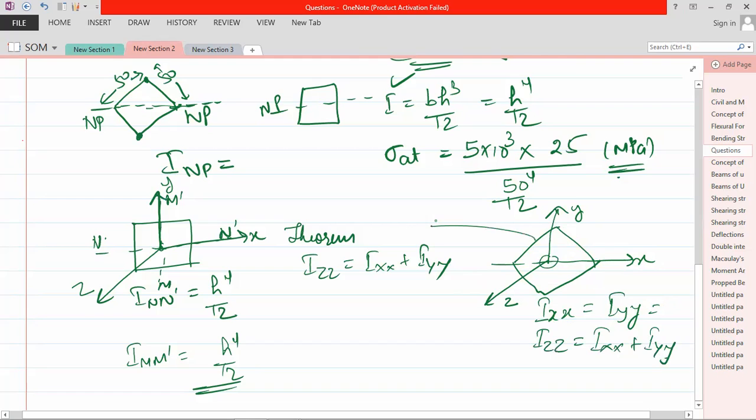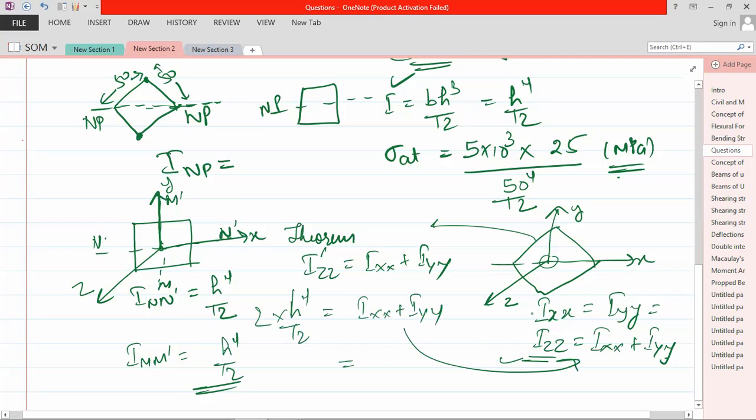Because it is the same figure, Izz would be the same. Now put that Izz dash is equal to Izz. You can see that here, h to the power 4 by 12 into 2 times is equal to Ixx plus Iyy. This question has come from here.